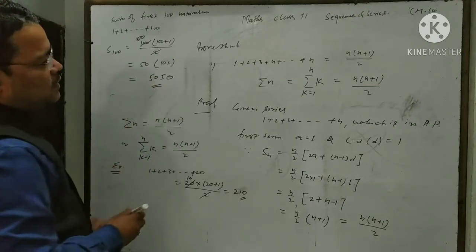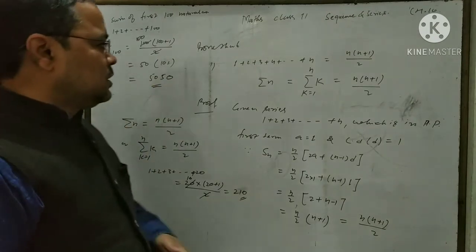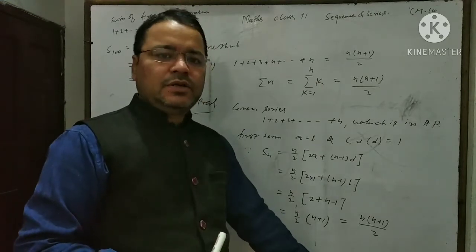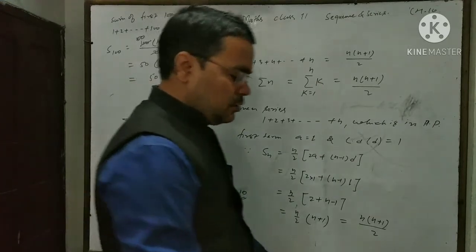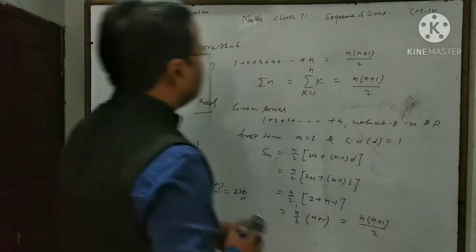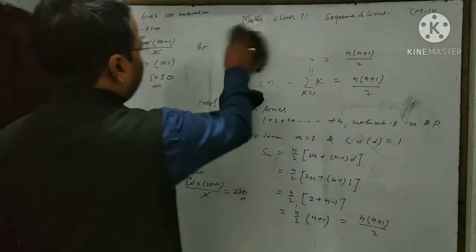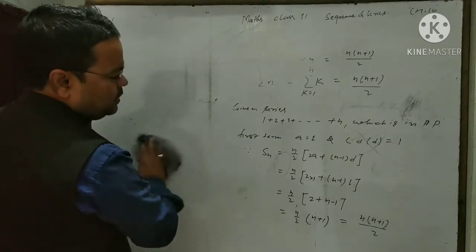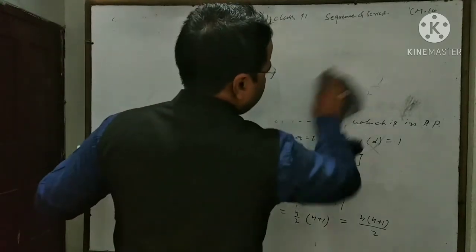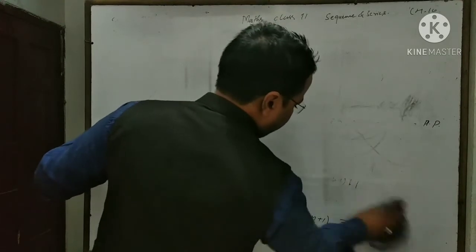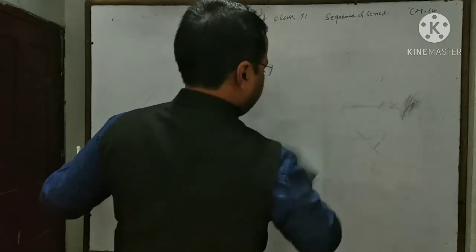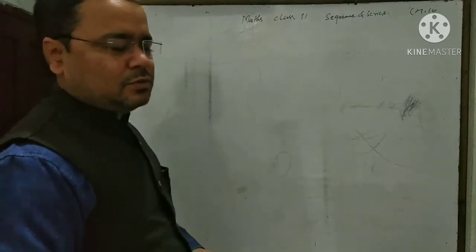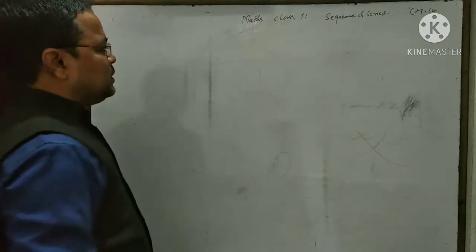In this way, in a very simple way, we can use this formula to find the sum of the first n natural numbers. Now we should prove the sum of the squares of the first n natural numbers, which is equal to n into n plus 1, 2n plus 1 by 6. But here we should use the binomial theorem also. Now how do we use it? Let us see.